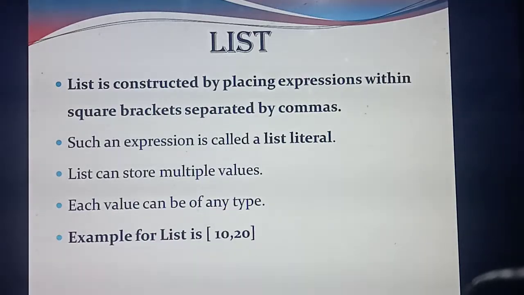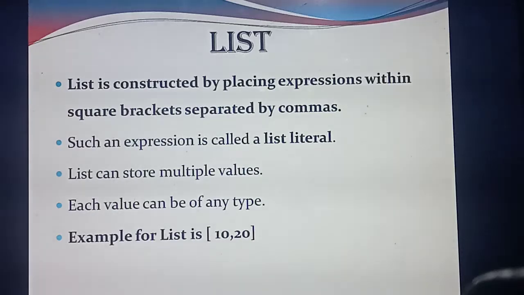Then the third point: this list can store multiple values. Multiple values means more than one value. Not only one value, more than one value you can store inside the list. And next, each value can be of any type. Type in the sense of data type, maybe integer, float, character or anything. So you can store variables, numbers, expressions, everything in the same list.